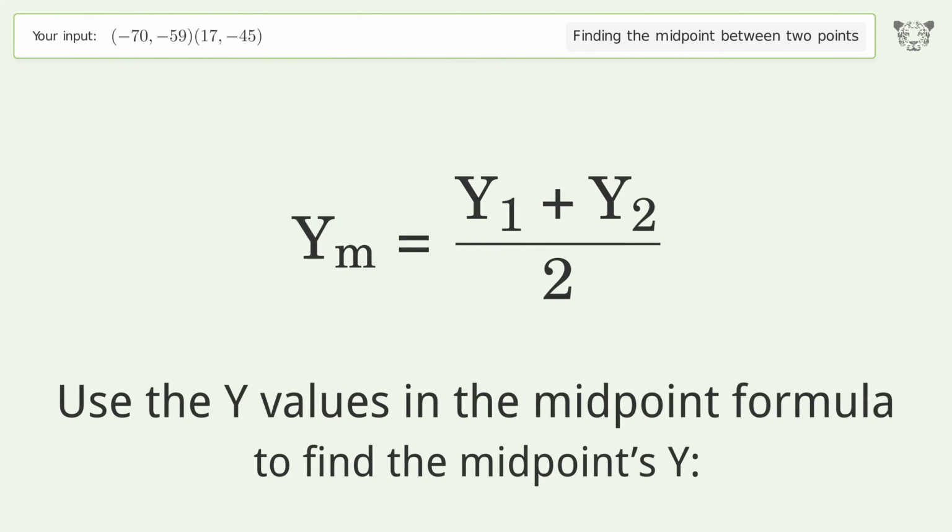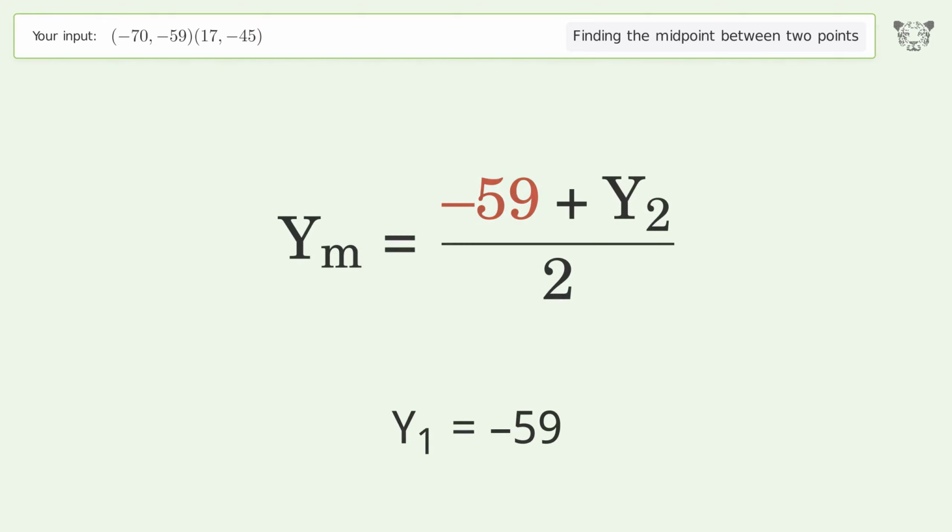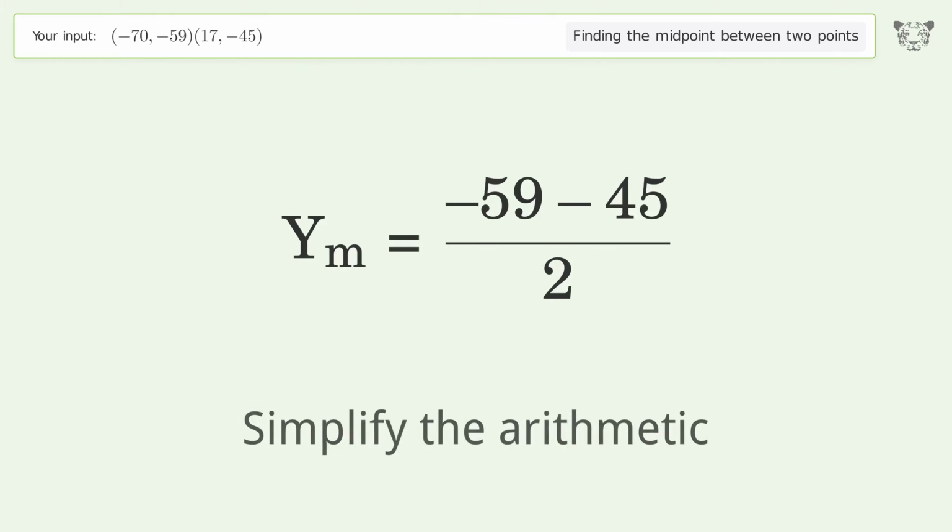Use the y values in the midpoint formula to find the midpoint's y. y1 equals negative 59. y2 equals negative 45. Simplify the arithmetic.